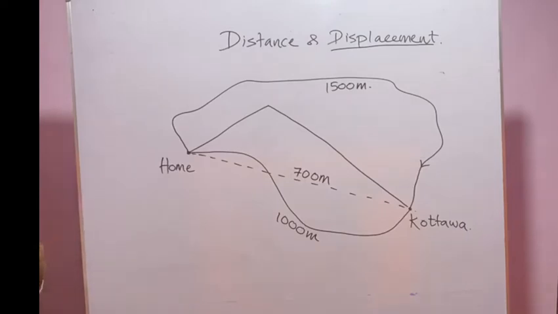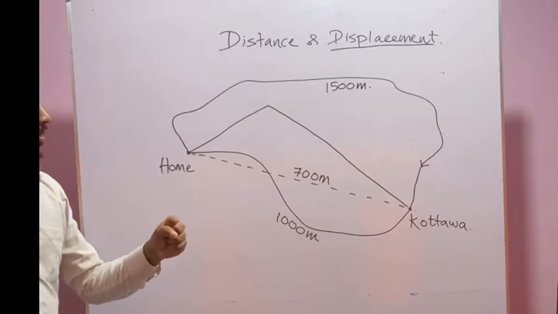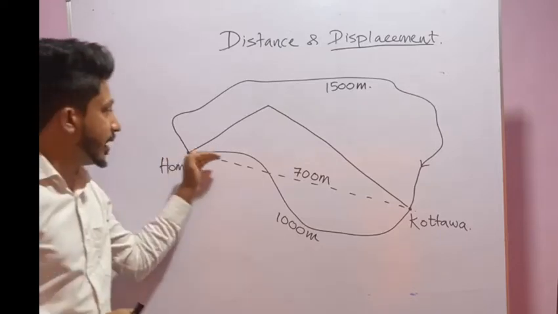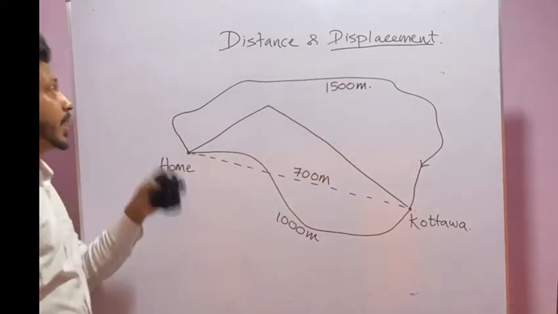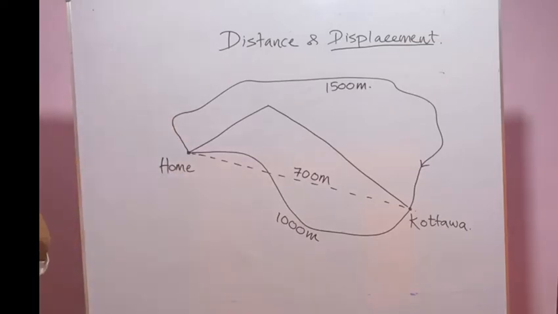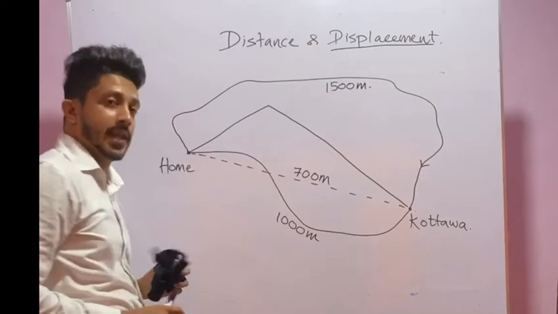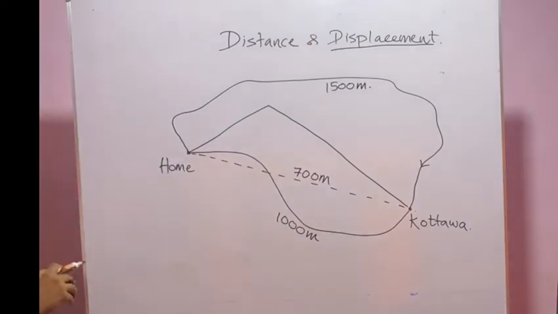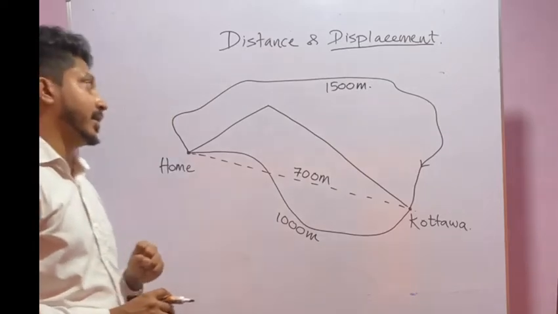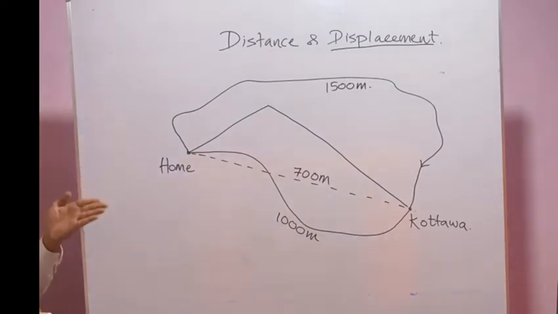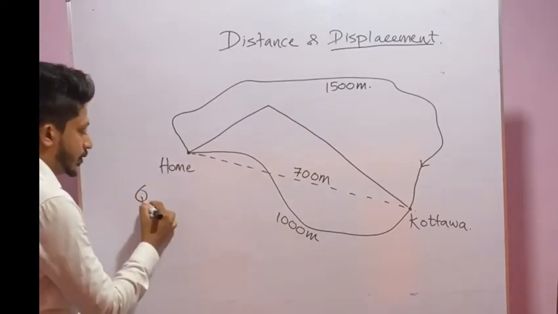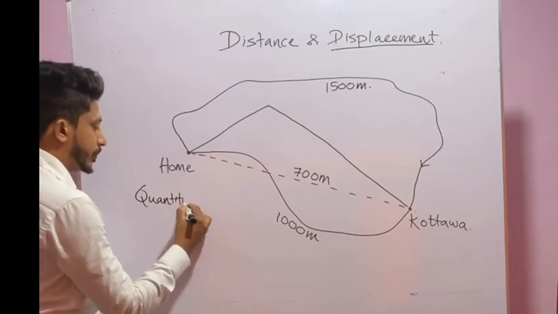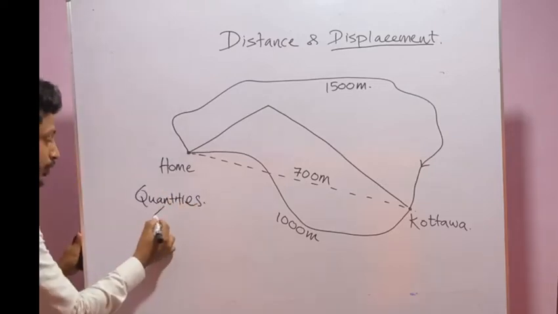So you have to know that the straight line distance between two places is the displacement. Other parts come under distance. This is the difference between distance and displacement. I told you there are several quantities in this lesson: distance, displacement, speed, velocity, acceleration, deceleration. Those quantities can be categorized into two types.